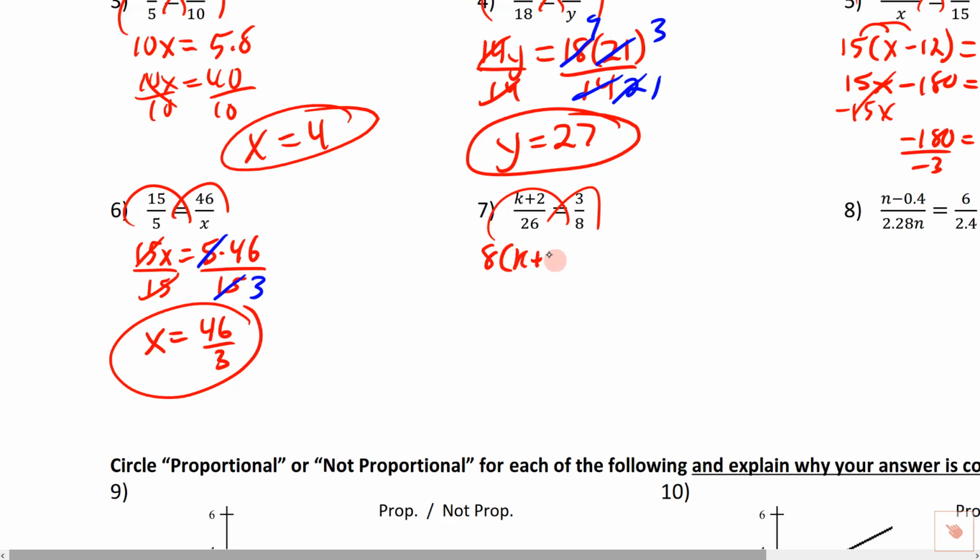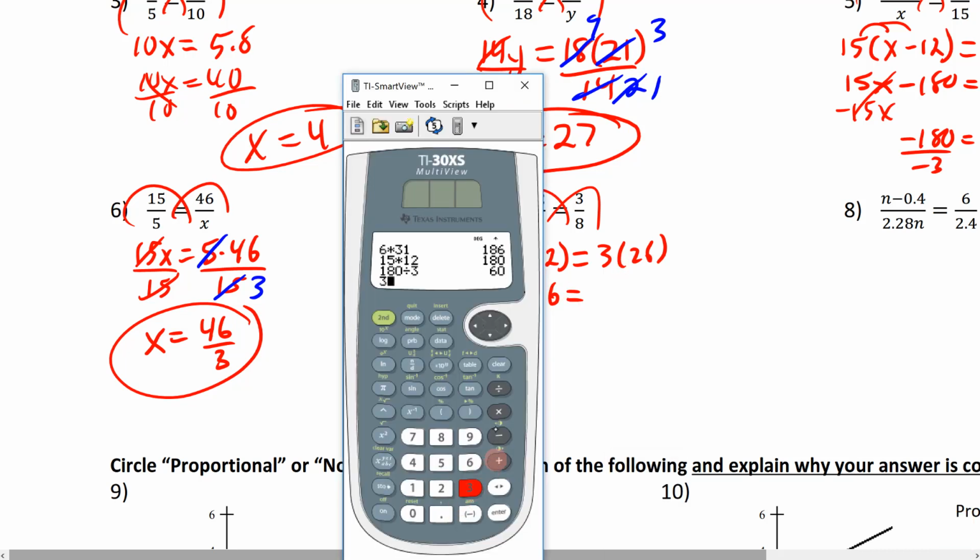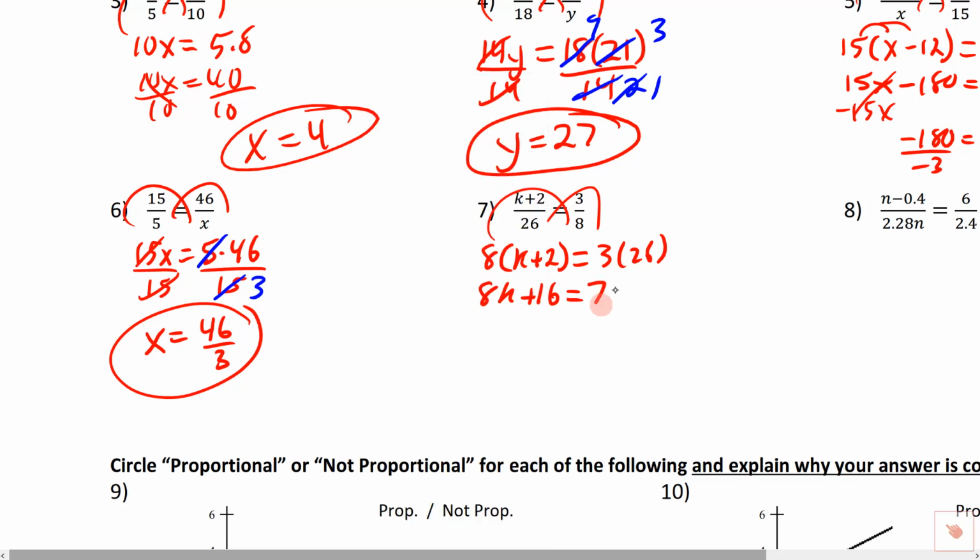So that's going to be k plus 2. And then on this side, we get a 3 times a 26. So this is 8k and then plus 16. And I'm going to grab my calculator for this. I think I know what that is, but we're going to do 3 times 26. I think we get 78. We do. So that's 78.